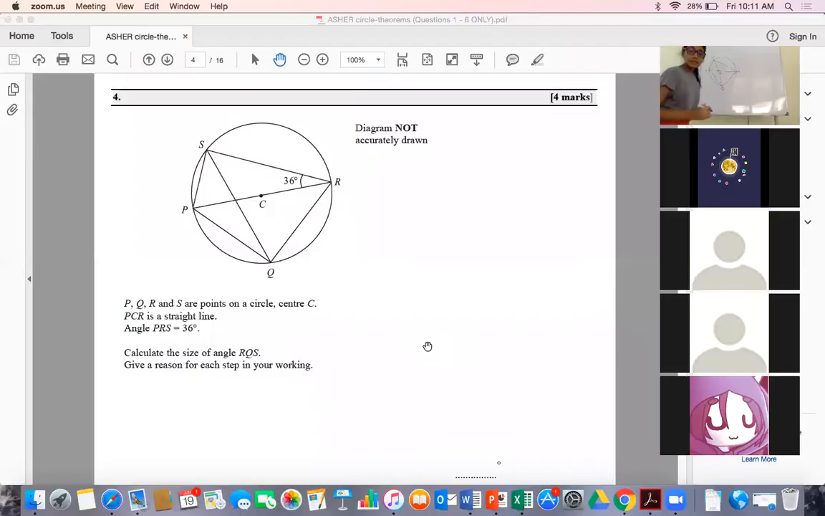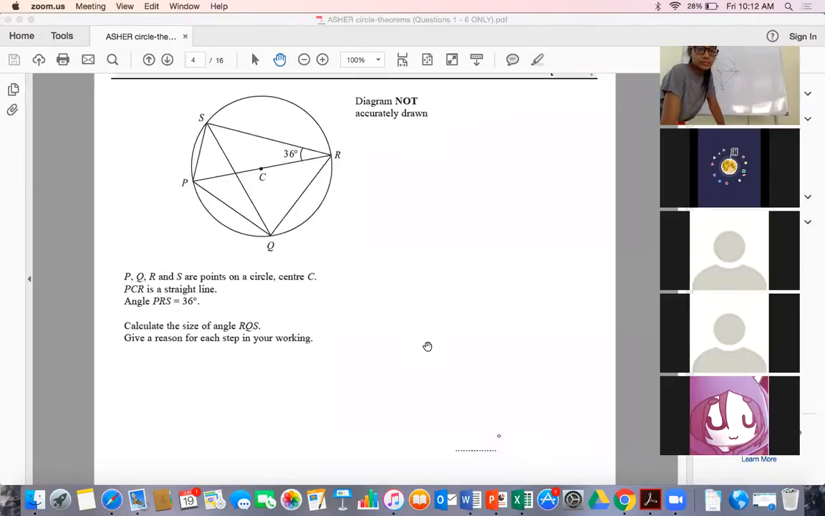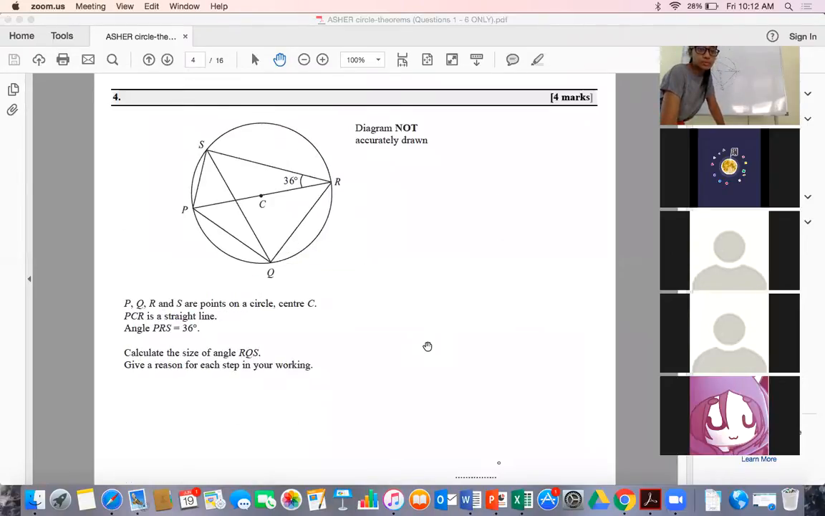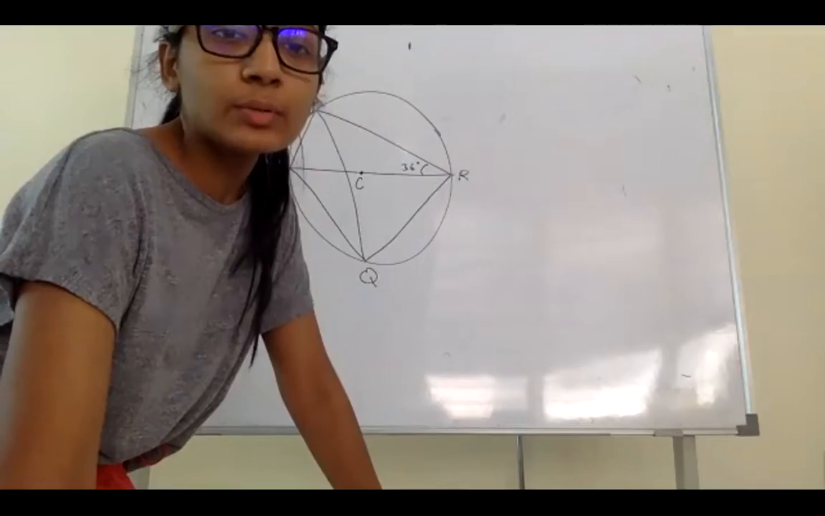Okay, so I have a center of the circle there, and I have P, Q, R, S, and PRS is 36 degrees. Calculate the size of angle RQS and give a reason for each step of your working. So when you do your working, for each step you need to give a reason why. So RQS.